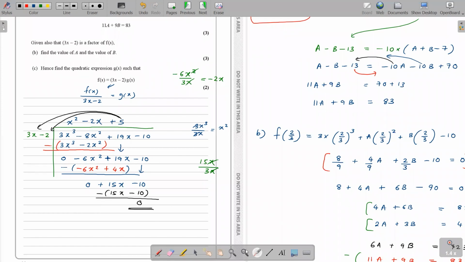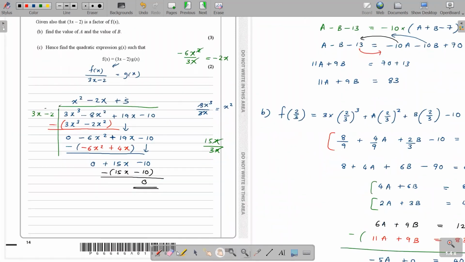That's 0. So basically you can see we got a perfect answer. Because 3x minus 2 is a factor, you must expect to see a perfect division at the end. Are you with me? So then I have my g(x) over here. Who is g(x)? So basically they're asking us to express f(x). So f(x) equals 3x minus 2 times g(x), where g(x) is x square minus 2x plus 5. Is that clear?